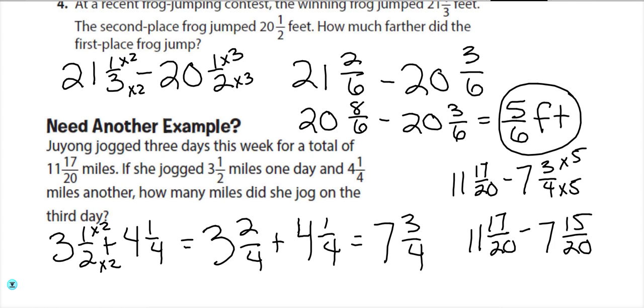All right, so 11 minus 7 gives us 4. 17 minus 15 gives us 2. 4 2/20 would be 4 1/10. Okay, and in this case, it's going to be miles. And that is it, my friends.